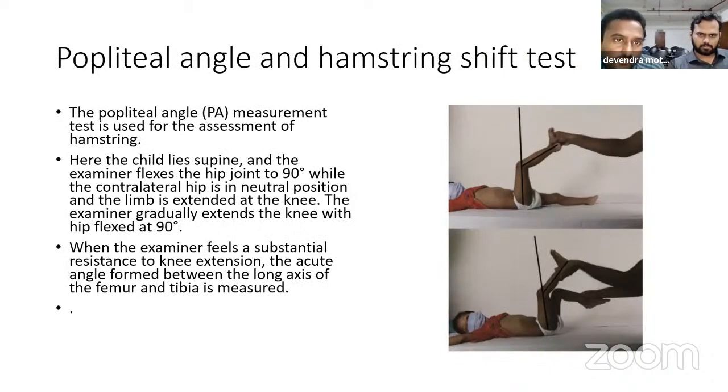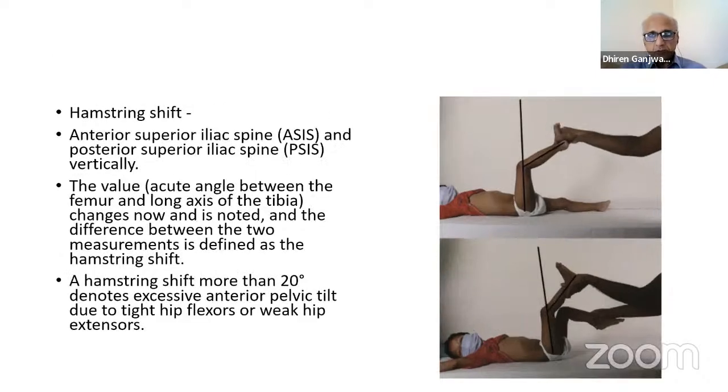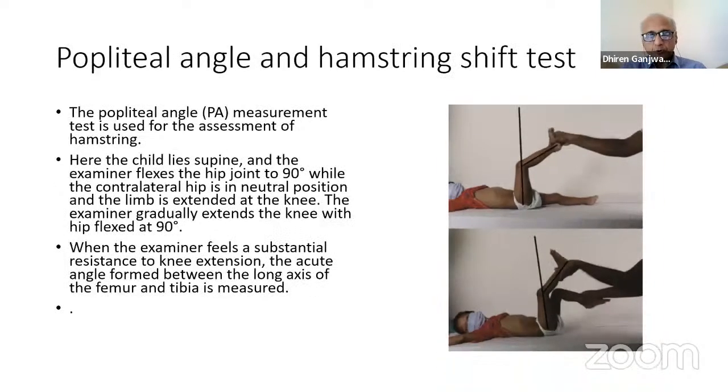So coming to measurement of the popliteal angle and the hamstring shift, sir. The popliteal angle measurement is used for assessment of hamstring tightness. Here, we stop this because we have already given this to Jai Prakash, so he will be presenting this. So please skip this portion of the popliteal angle part.